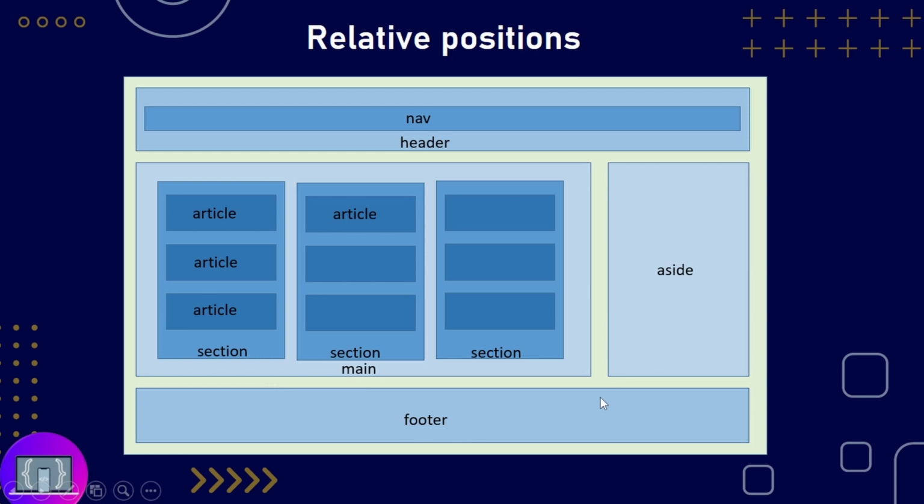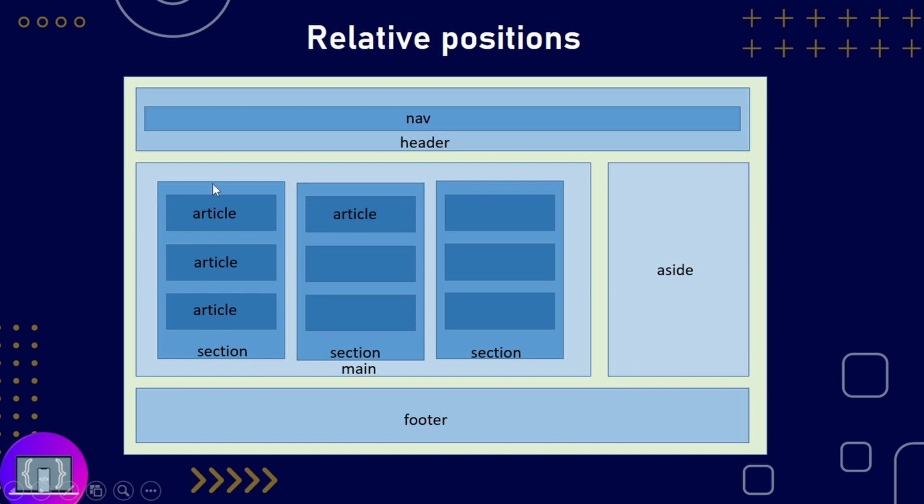So having all these HTML5 semantic tags in place is very important for a website. As I explained in the previous slide, it's going to help for search engine optimization, for accessibility, and it's going to help other developers better understand the structure of your website.